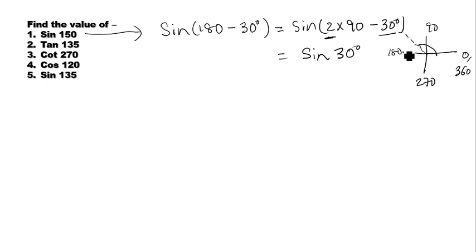Now in the second quadrant, who are positive? Sine and cosec. Now this is sine only. So sine 150 degrees will have a positive value. What is sine 30? 1 by 2. So the sine 150 value will be 1 by 2.